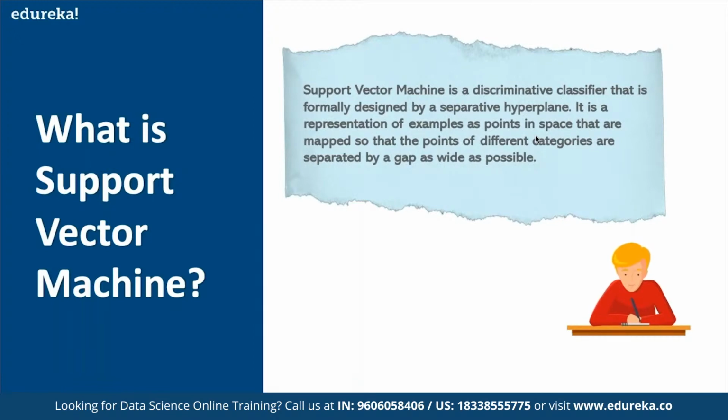As you can see, it is a discriminative classifier that is formally defined by a separating hyperplane itself. SVM is implemented in a slightly different way than other machine learning algorithms. It is capable of performing classification, regression, and outlier detection as well. Here we can have multiple data points that can be mapped so that the points of different categories are separated by a gap. In addition, SVM can also perform non-linear classification.